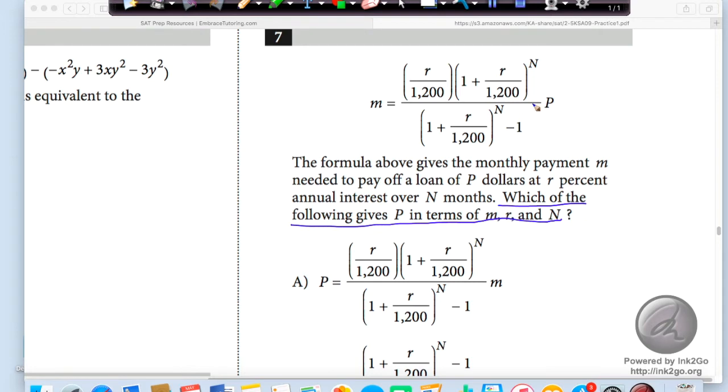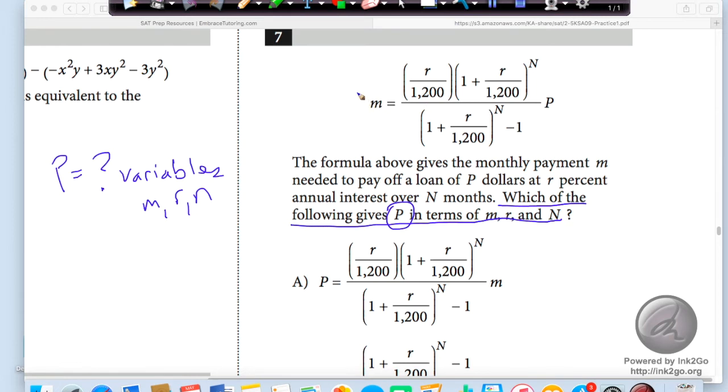So I'm now going to glance back to this equation, now knowing that I want to find P, right? Whenever you have an expression that says which of the following gives P, that means that all of your answers should be P equals something, and then you should have the other variables on the other side of the expression. So my M, R, and N should be over here somewhere. I don't know how they're going to be set up, but I just know that I want P equals something.